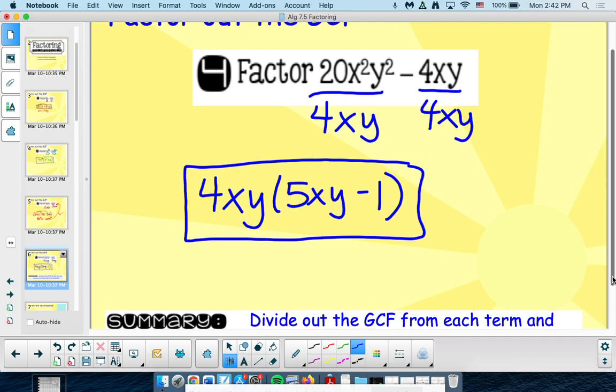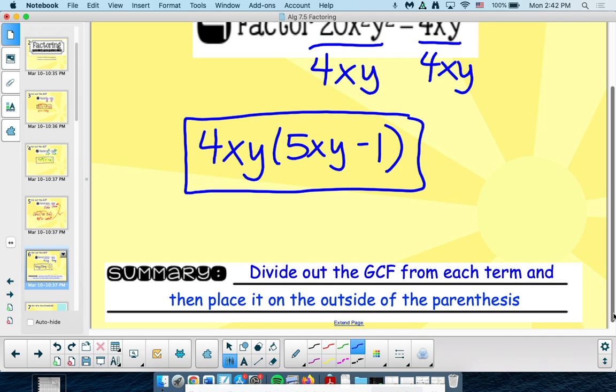Don't go ahead of me too fast here. Make sure you write down the summary. So your summary, when you take a greatest common factor out, is divide the GCF from each term, and then place that number on the outside, like here, of your parentheses. So again, we just divided the GCF out.